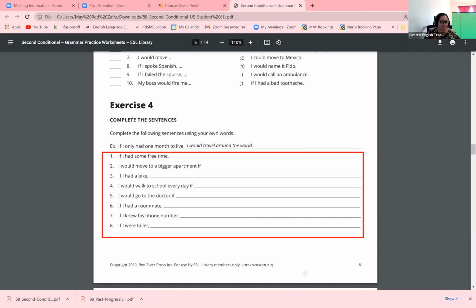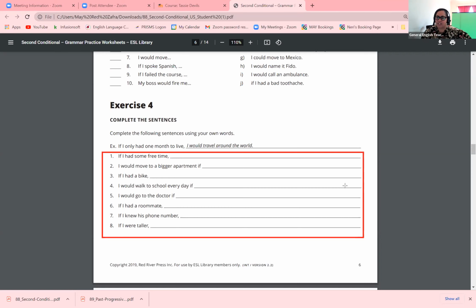Okay, good. Number 2 now. If I had some free time, I would spend it with my best friend. Good. If I had some free time, I would cook for my kids. Well done. If I had some free time, I would take dance classes. Dance classes, Marina. Okay. And then comma after time. Don't forget the comma, guys. This is a complex sentence. Don't forget.